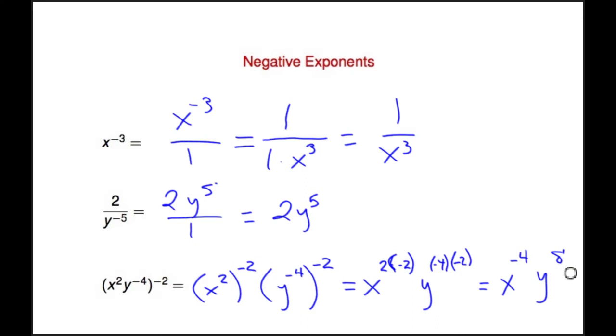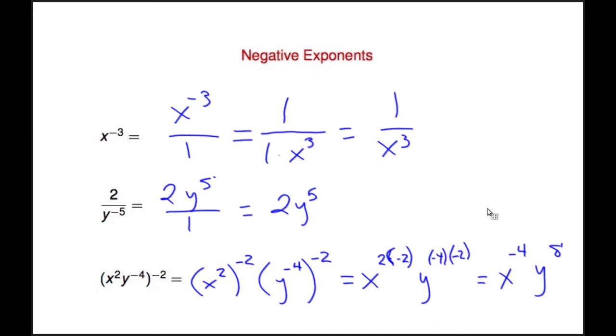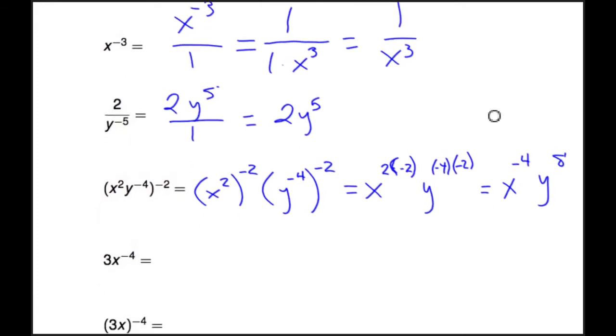positive 8. And then if we want to write this with no negative exponents, we need to take care of that x to the negative 4th, and we do that by moving it into the bottom of a fraction. Okay, so this is going to be our final answer. y to the 8th divided by x to the 4th.